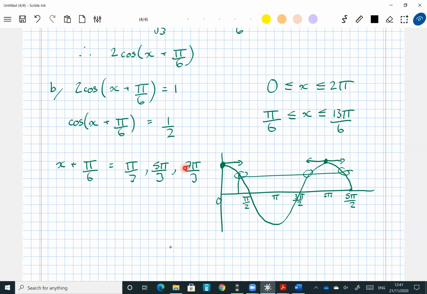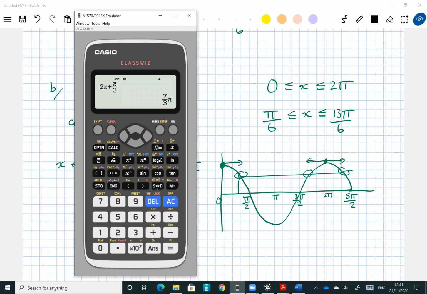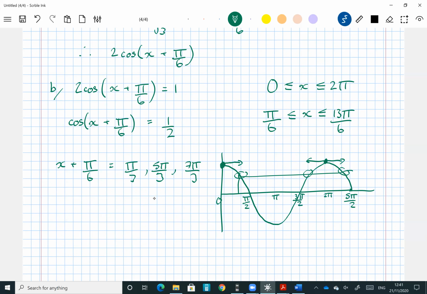Now it's debatable whether this is an answer to include. Is this inside or outside the range, 13 pi over 6? Well, let's check. So 7 pi over 3 is about 7.33. 13 pi over 6 is 6.80, or 6.81 if I round properly. So indeed this is outside the range, so we can discard it at this early stage. And now all that it takes is for us to take pi over 6 from each of those. So x equals pi over 3 take pi over 6, which is pi over 6, and 5 pi over 3, that's 10 pi over 6, take pi over 6, which gives us 9 pi over 6.